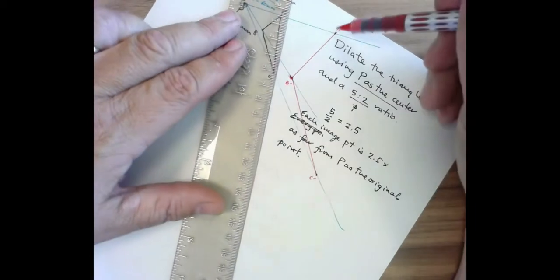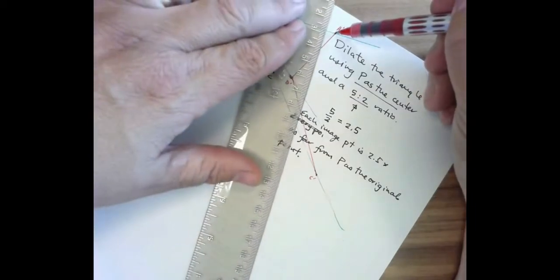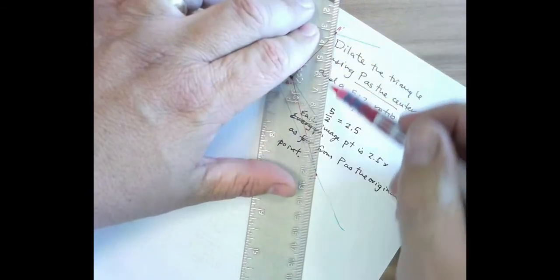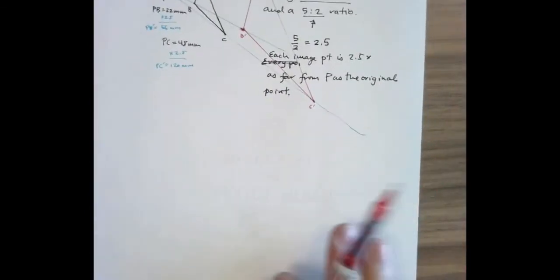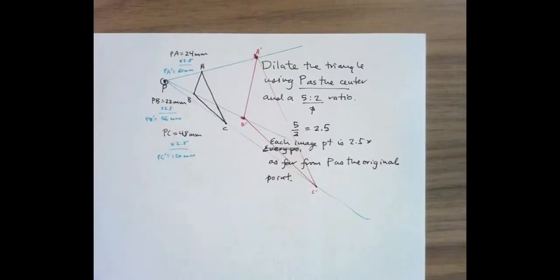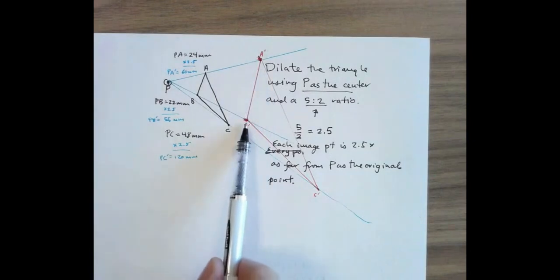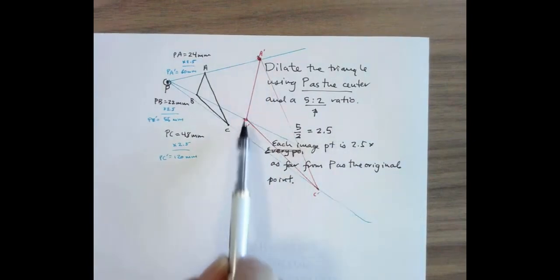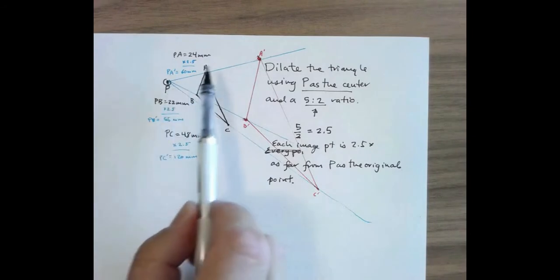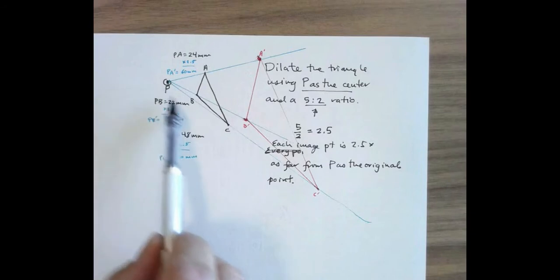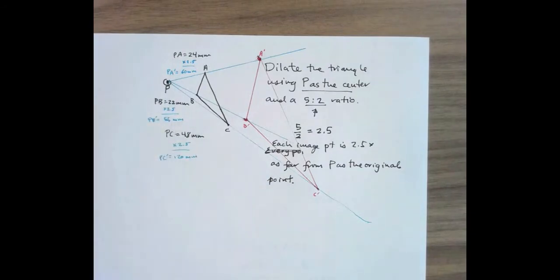Notice when I connect the dots with the ruler, I put the pen on one, and that holds one end of the ruler in place. Then I pivot the other end, and I connect. So there's my dilated triangle. Each of these points, A prime, B prime, C prime, is 2.5 times as far from P as the original point was. So it's gotten bigger, it's moved away from P.